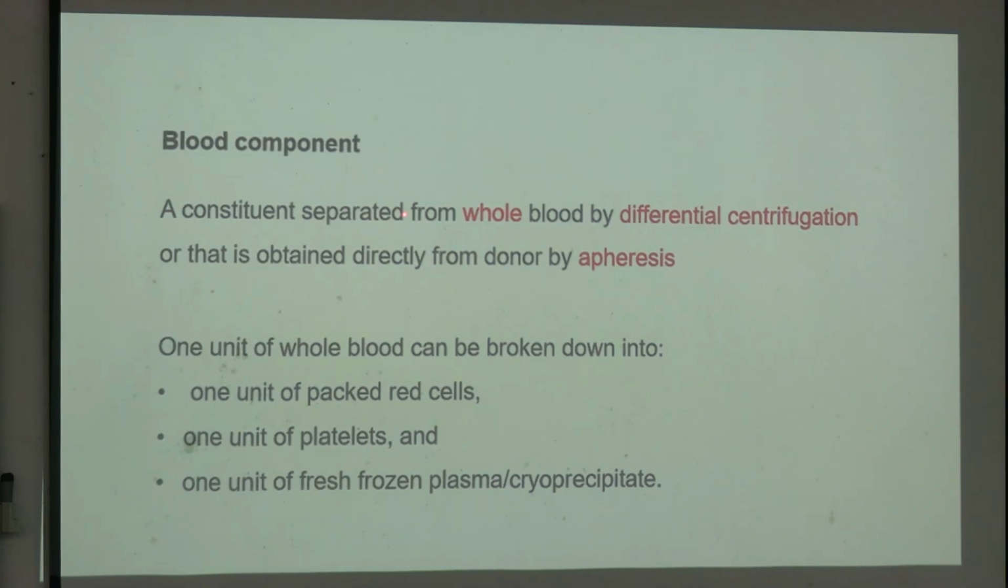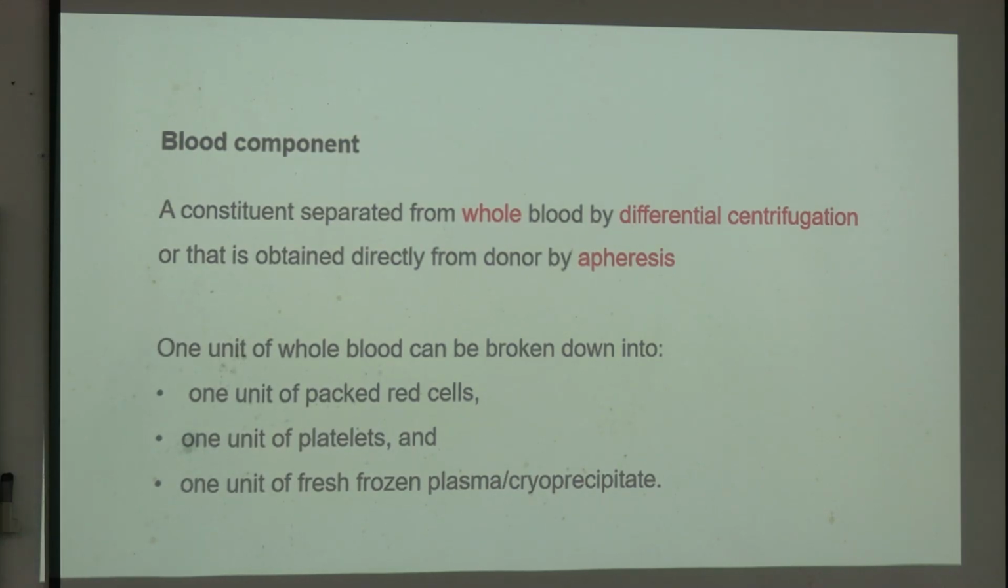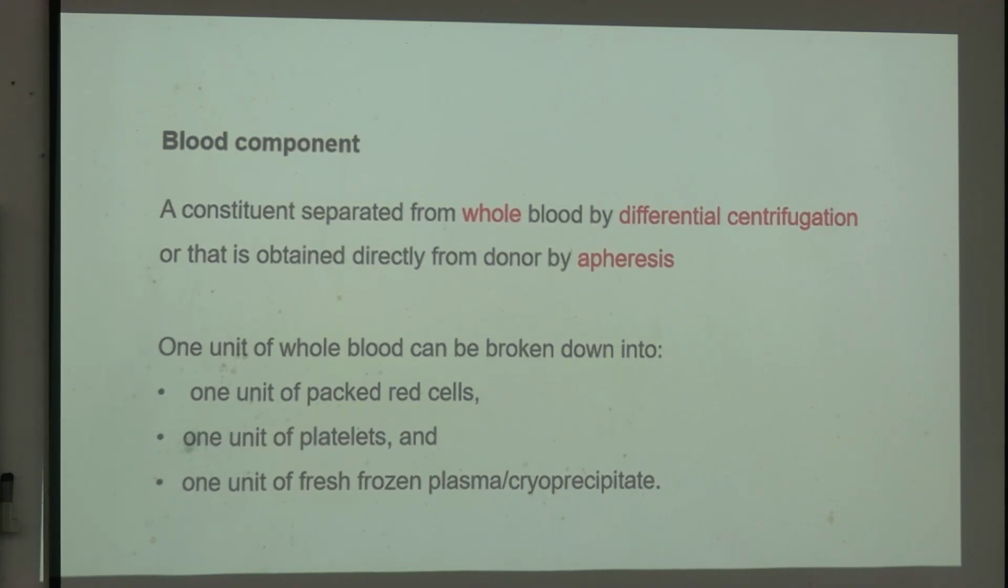A constituent separated from whole blood. This is important: differential centrifugation. It is called differential centrifugation, or it is obtained directly from the donor by apheresis. So 1 unit of whole blood can be broken down into 1 unit of packed red cells, 1 unit of platelets, and 1 unit of fresh frozen plasma or cryoprecipitate.